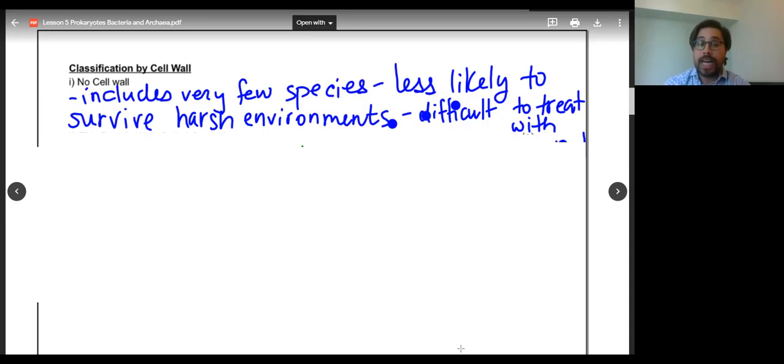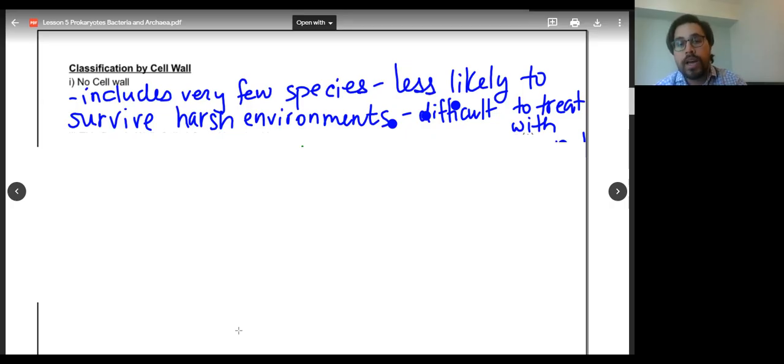Because in the first classification, there is no cell wall, okay? There are very few species of bacteria that have no cell wall. Because it has no cell wall, it is less likely to survive the harsh environments that exist for pretty much any living organism, whether it's change in temperature, change in salinity, or change in pH. All of those factors can contribute to destroying or killing a bacteria cell that has no cell wall.